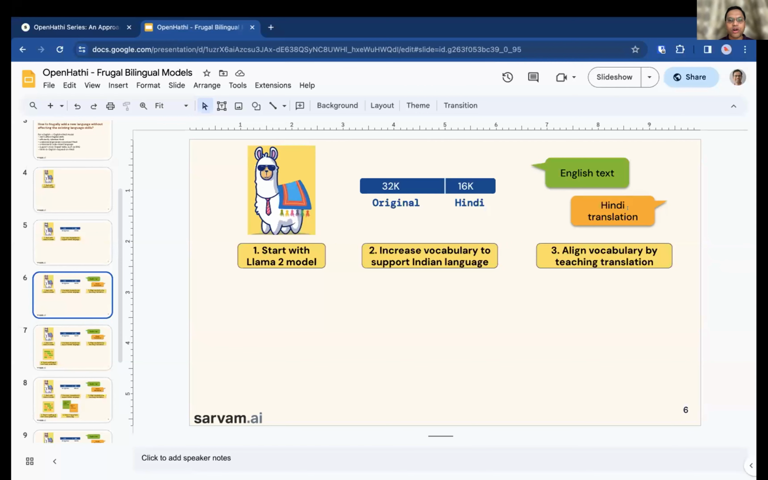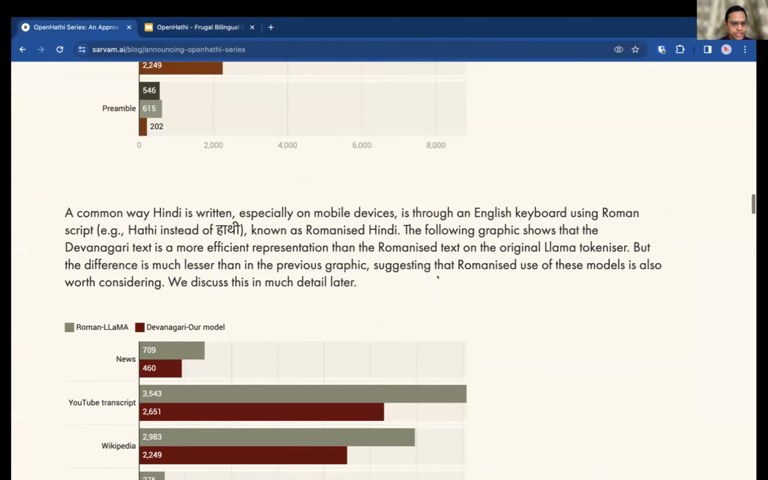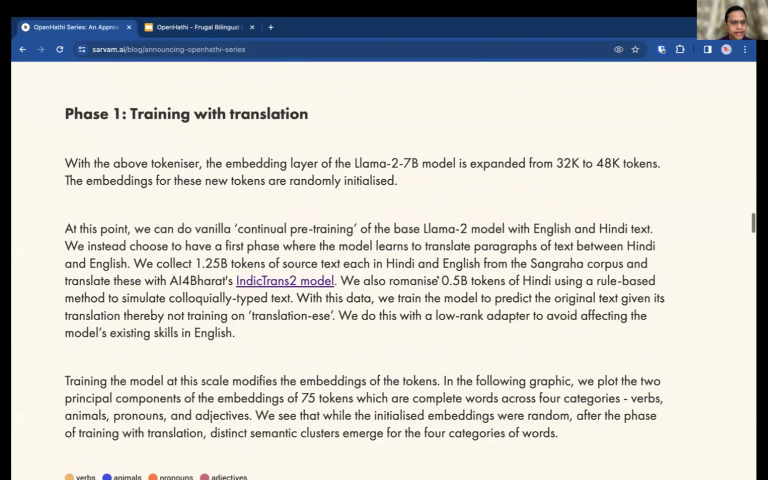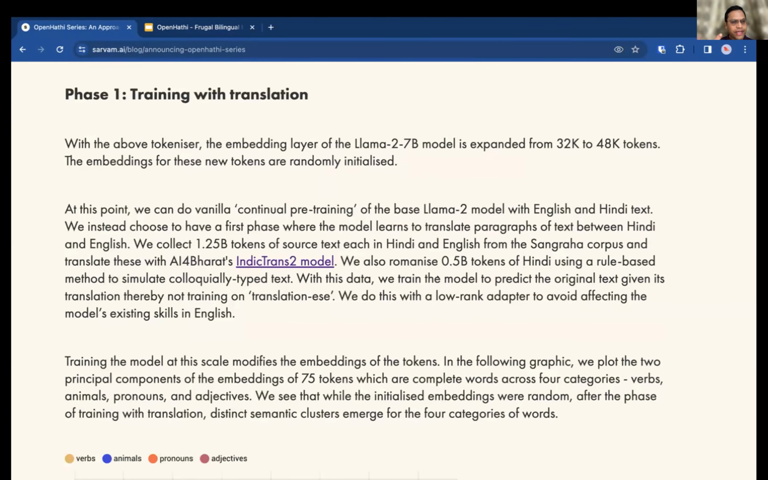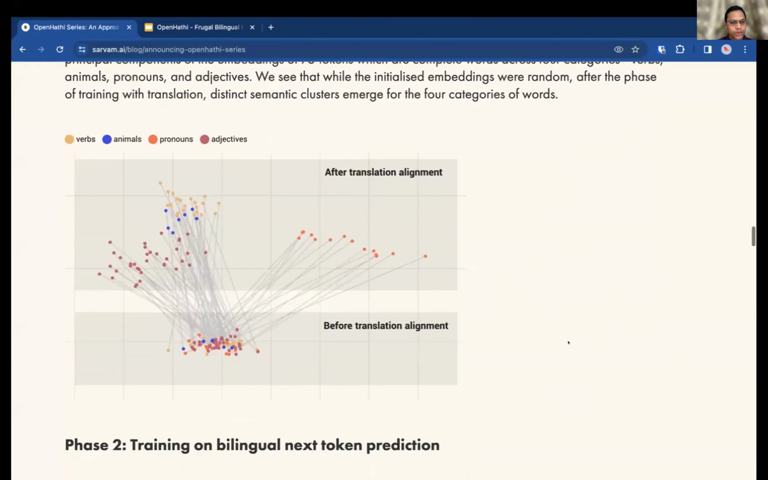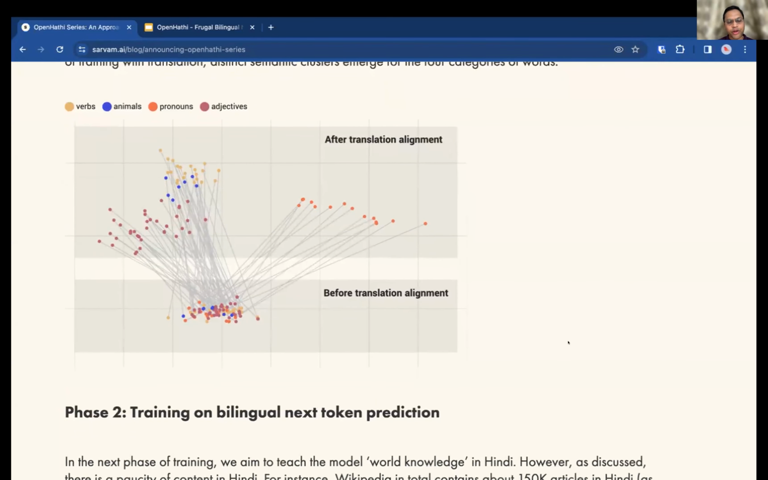And we just train this model with the expanded vocabulary now to learn translation. And again, switching back here, you would find that if we did this, it's a very phased way of doing training. So we call this phase 1, which is training the model to do translation. We see something interesting from an analysis point of view.